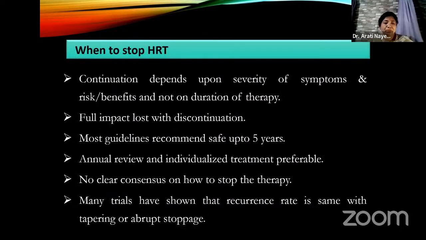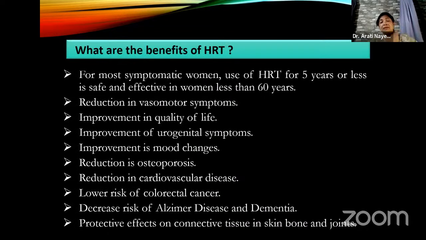When to stop HRT? Most guidelines recommend it is safe up to 5 years. There is no clear consensus on how to stop the therapy, and many trials have shown that the recurrence rate is the same with tapering or abrupt stoppage. Then, what are the benefits of HRT? For most symptomatic women less than 60 years, use of HRT for 5 years or less is safe and effective. It is helpful to reduce vasomotor symptoms, improves the quality of life, improves urogenital symptoms and mood changes, and reduces osteoporosis, cardiovascular disease, and colorectal cancer.